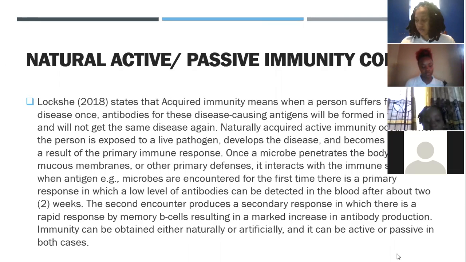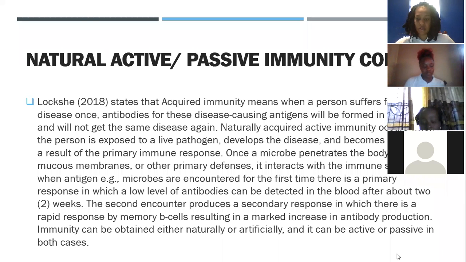Lakshmi says that acquired immunity means when a person suffers from a disease, antibodies for the disease-causing antigen will be formed in the body and the person will not get the same disease again. Natural acquired active immunity occurs when the person is exposed to a live pathogen, develops the disease, and becomes immune as a result of the primary immune response.